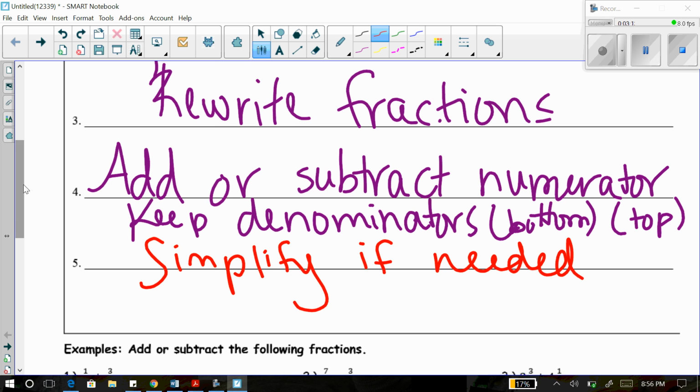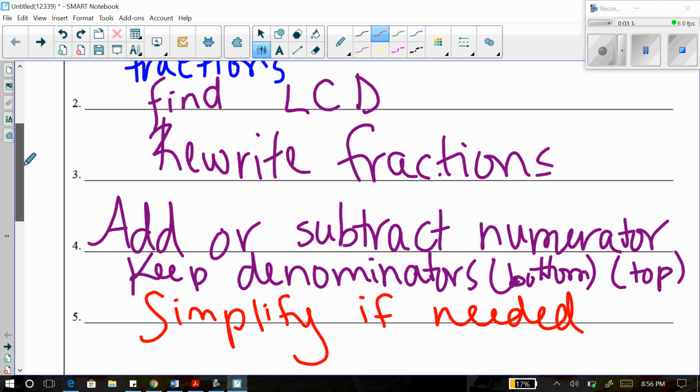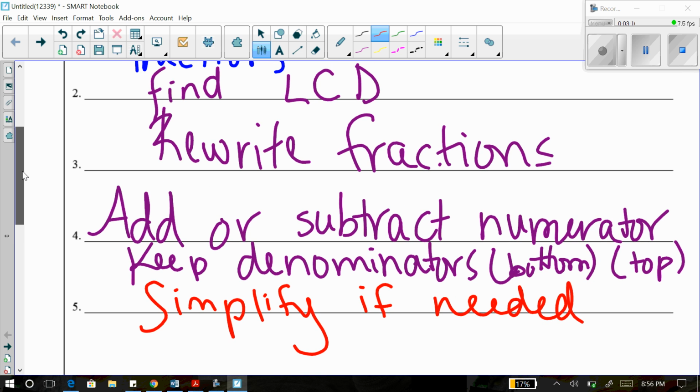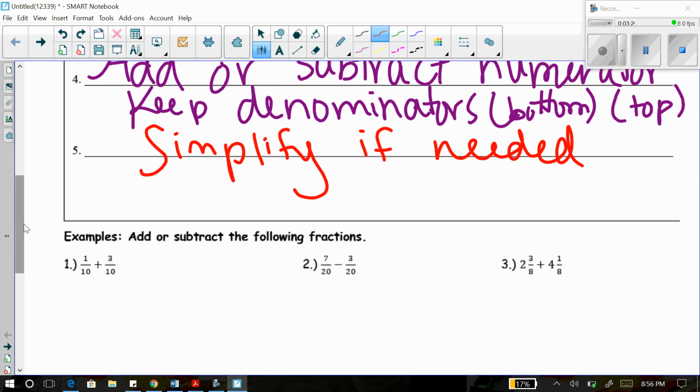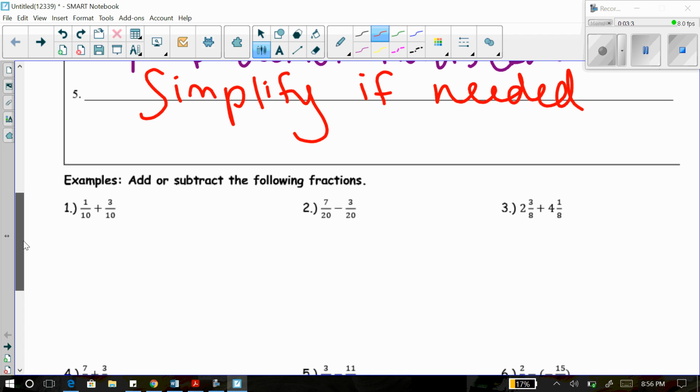So take a second, make sure you get all these rules down. I know I kind of wrote them quickly. Feel free to pause the video if you need to make sure you get the rules down. All right, let's jump down to some examples here. So add or subtract the following fractions.